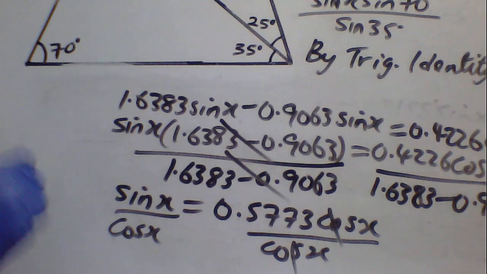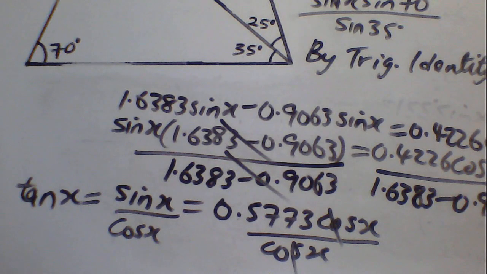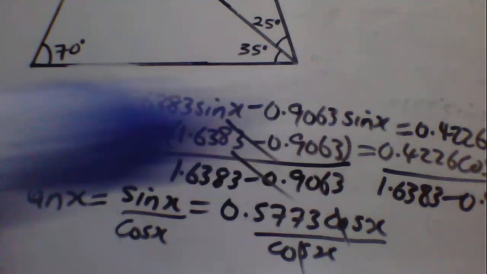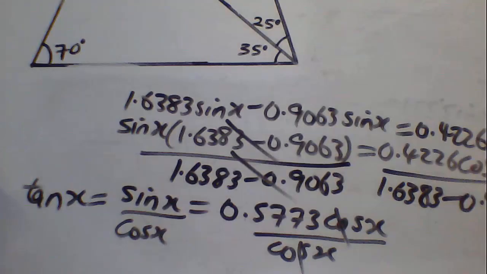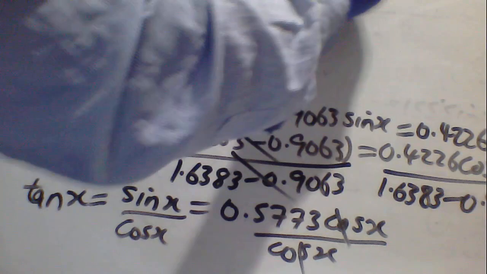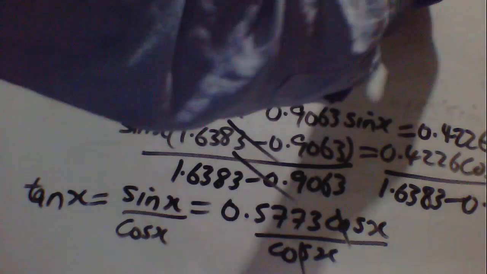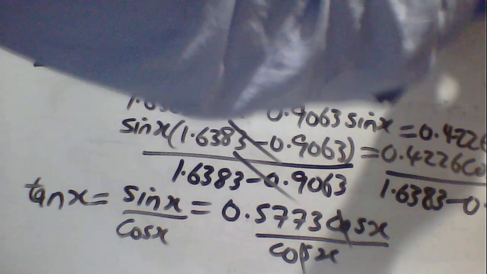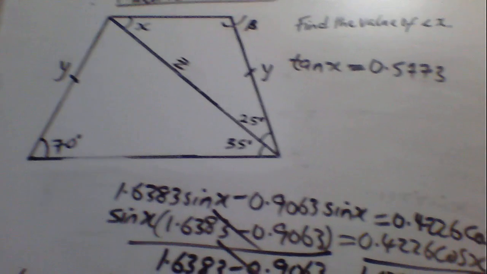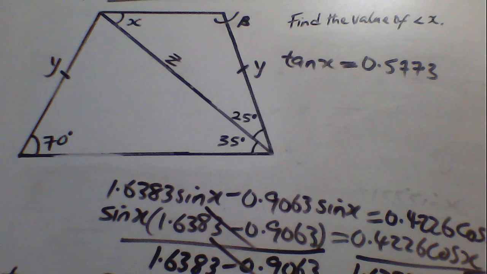So from here, you know from trigonometric identity, tan x is equal to sine x over cos x. So let's bring our value up. We have that tan x is equal to 0.5773. So we have that tan x is 0.5773.